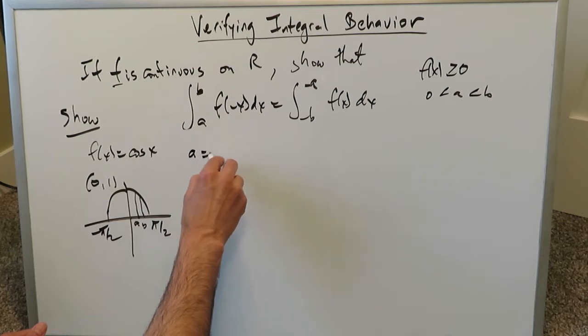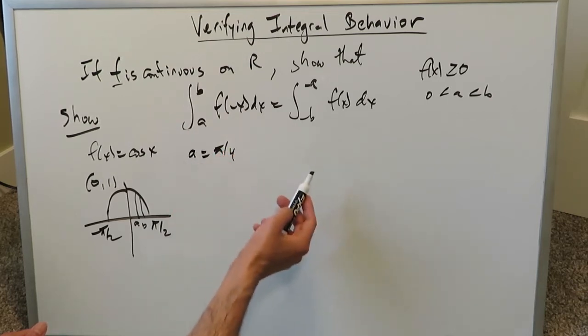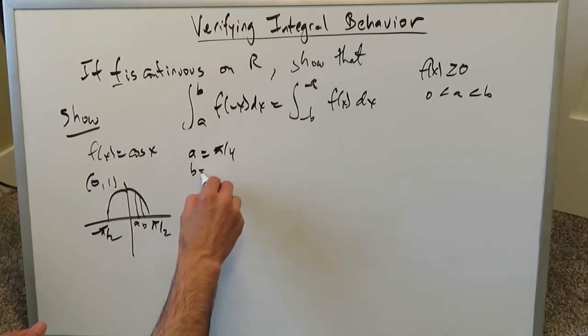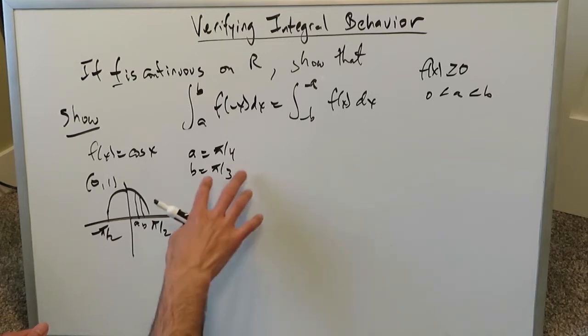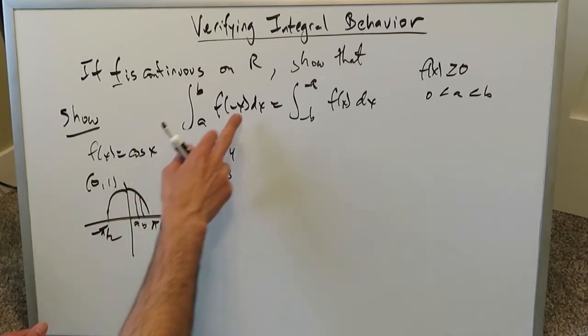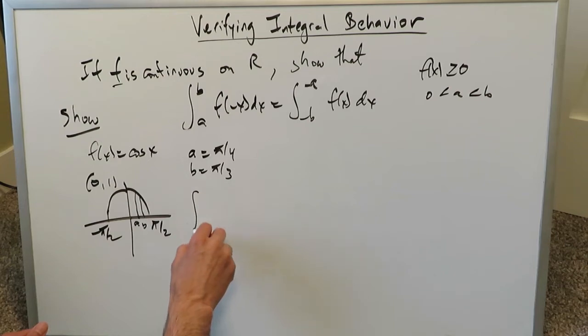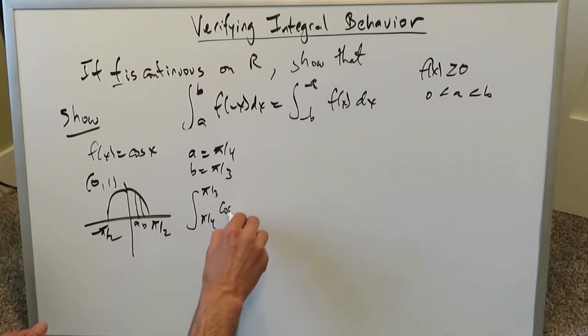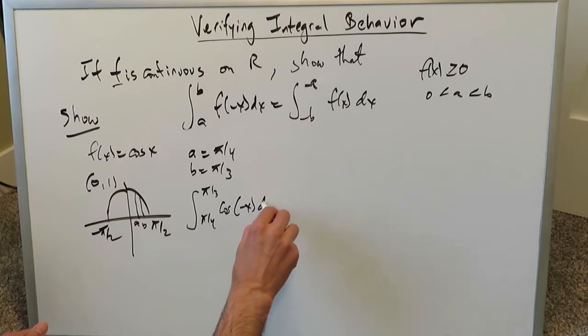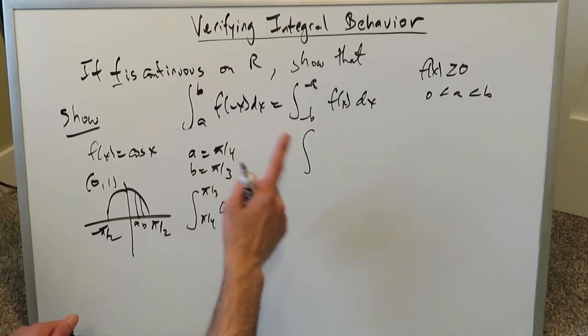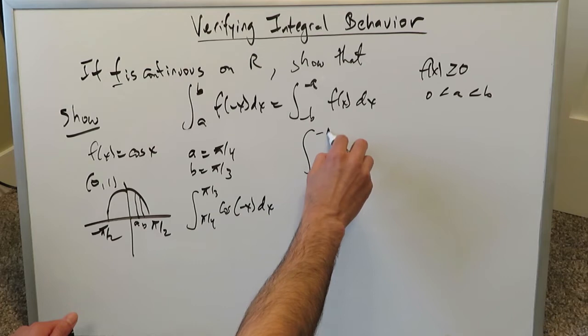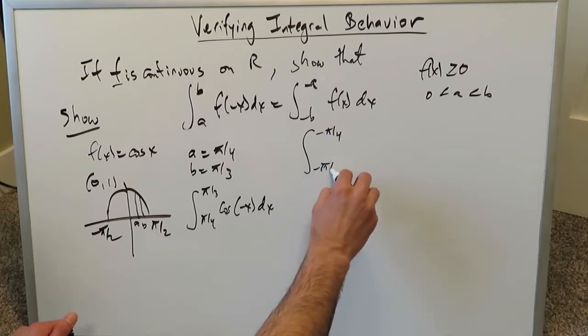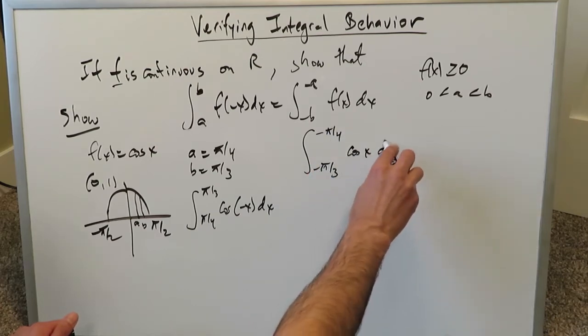Let's say a is equal to pi over 4, because we know a is larger than 0 but it's less than b, and b is equal to pi over 3. If we plug in these items and the function into this schematic, see exactly how things will play out. You'll have the integral from pi over 4 to pi over 3 of cosine of minus x dx. Here you'll have a flipped interval. You'll have the integral from minus pi over 3 to minus pi over 4 of cosine x dx.